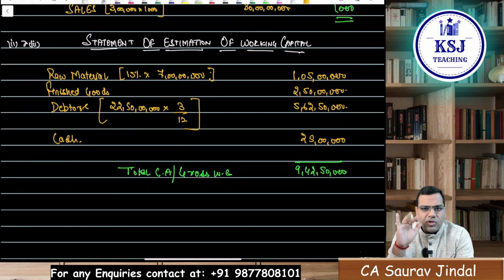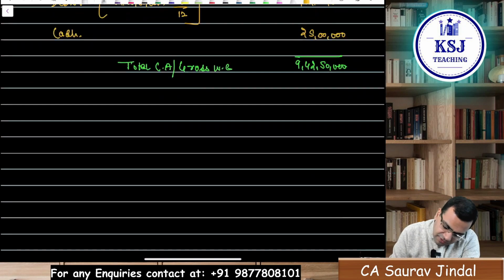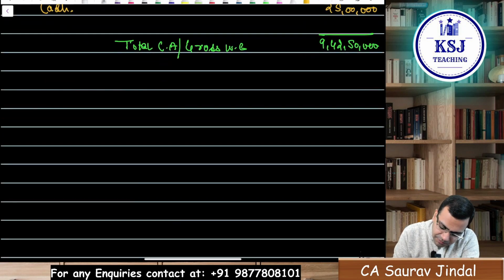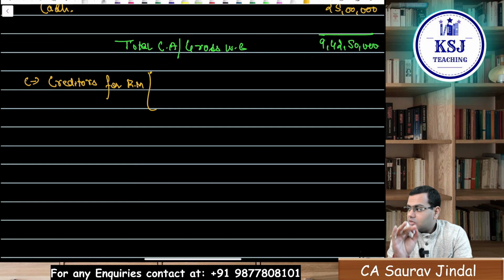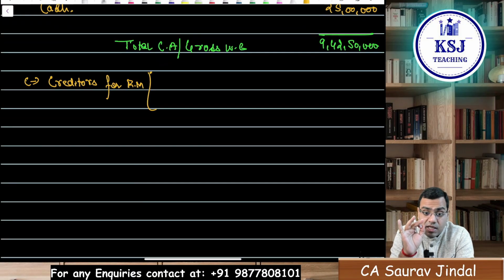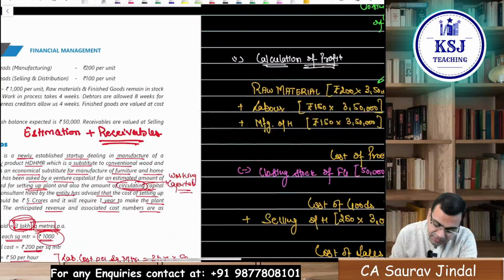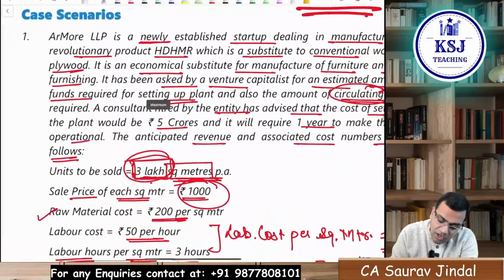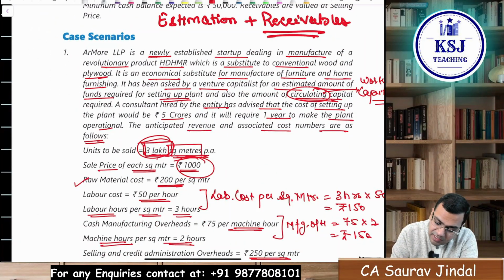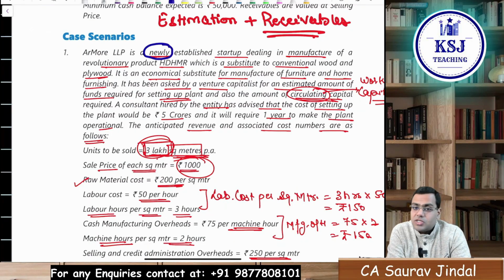Now let's come to the working capital calculation. For working capital calculation, what will you subtract from here? From here you will subtract your creditors for raw material. And I told you, whenever there are creditors for raw material, the first thing that you will see is whether it is a new firm or an old firm. Clearly mentioned here that it is a newly established startup.